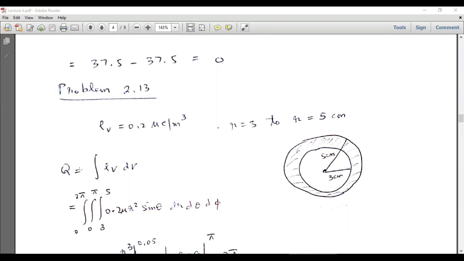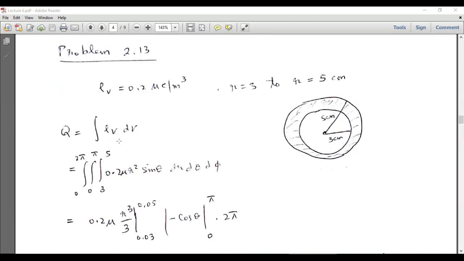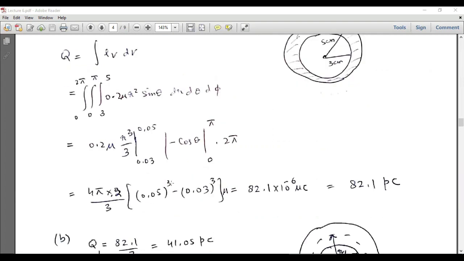So the total charge Q will be equal to the integral of rho v dv, and we can easily evaluate the volume integral of this expression. So in spherical components, dv is equal to r square sine theta dr d theta d phi, and rho v is equal to 0.2 micro. And the limits of integration are also given from 3 centimeters to 5 centimeters, so it will become 0.03 to 0.05. So after evaluating this triple integral, we will get the final answer of 82.1 picocoulomb.